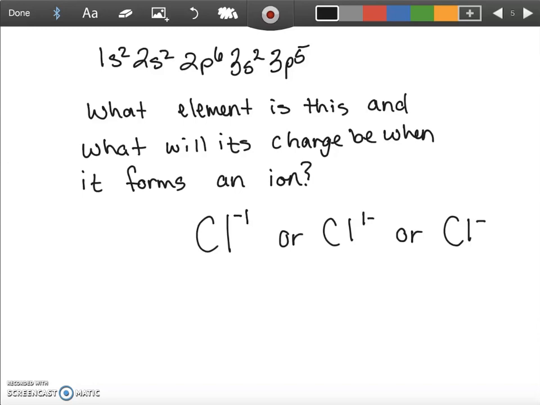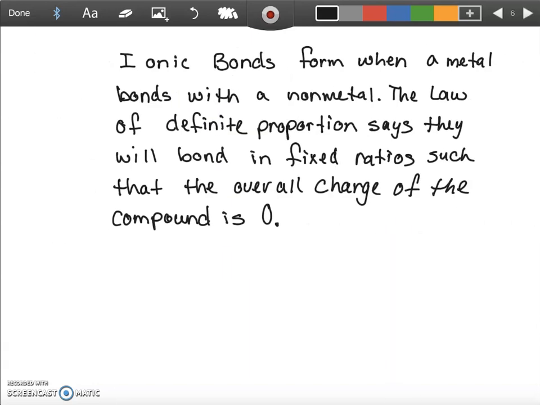Alright, now let's look a little bit more closely at what ionic bonds are, how they form, and what the laws are that govern their formation. Remember, the ionic bond forms when a metal bonds with a non-metal. You should already know where the metals and non-metals are on the periodic table. The law of definite proportions says that they will bond in a fixed ratio such that their overall charge is 0. So when they come together to form the compound, the charges must add together to be 0.